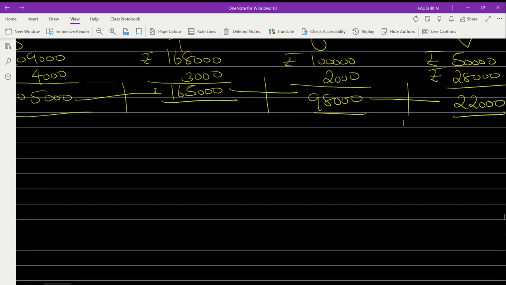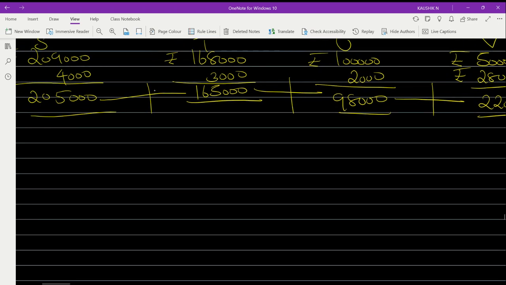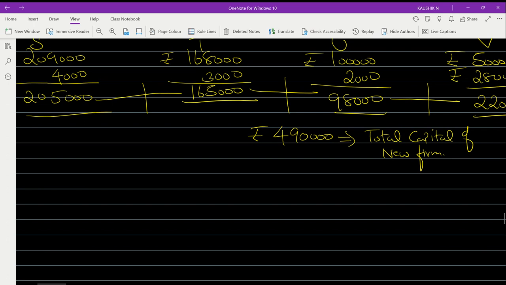Okay. That is an amount of rupees 2,05,000. How much are you getting? 4 lakh 90? Okay. So an amount of rupees 4 lakh 90,000 you're getting. This is nothing but the total capital of the new firm.